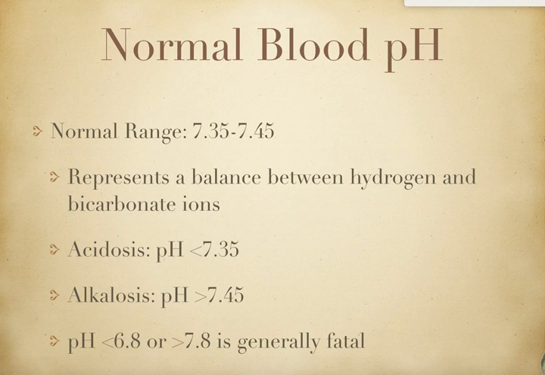If we have acidosis, it's either due to an increased hydrogen ion concentration or a decrease in bicarb. If we have alkalosis, it's either due to a decrease in hydrogen or an increase in bicarb. And know that small changes make a big difference. Because if we just get out of whack to 6.8 or 7.8, that is usually fatal. So identifying and correcting and maintaining electrolyte and acid-base balance is really important.